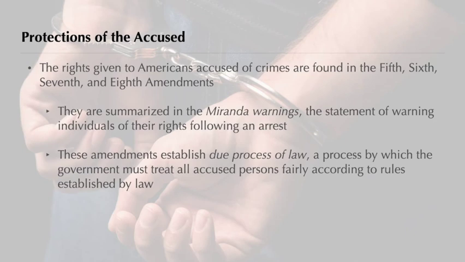These amendments reflect English legal tradition dating back to the Magna Carta, which stated that no person could be deprived of life, liberty, or property except by the law of the land. The Constitution continues English tradition by stating that citizens are entitled to due process of law, a process by which the government must treat accused persons fairly according to rules established by law. People accused of crimes have rights under the Constitution.